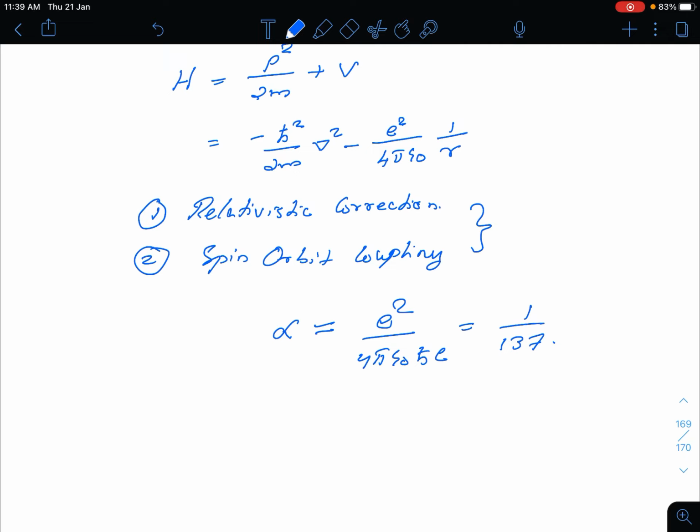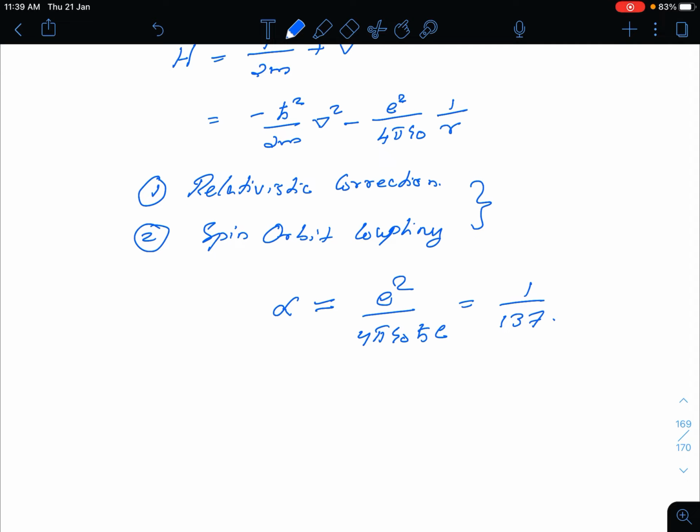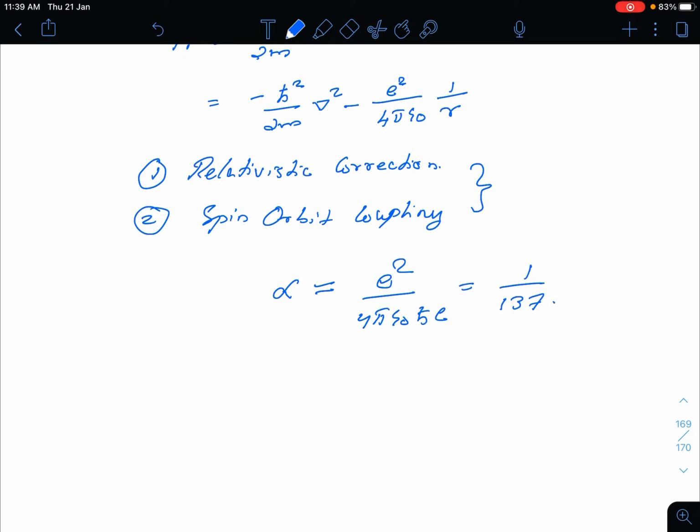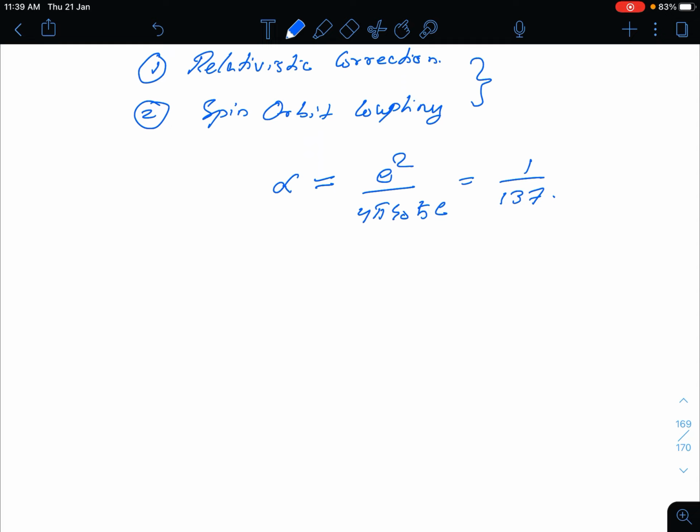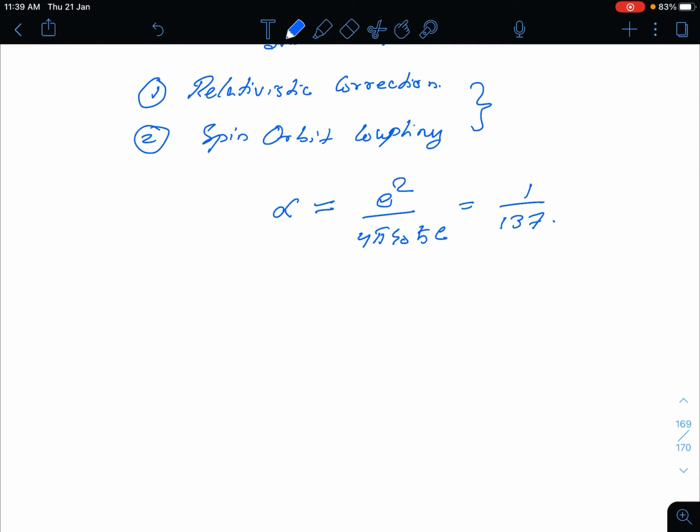Alpha raised to 4, alpha raised to 5 and so on. So since it is 1 by 137, it's a very small number. Alpha raised to 4 is a very, very small number, but still it's relevant as far as the spectral lines are concerned. So let's consider the first, the relativistic correction.